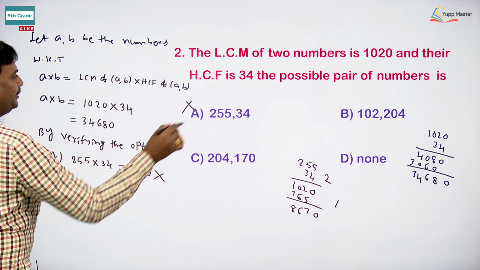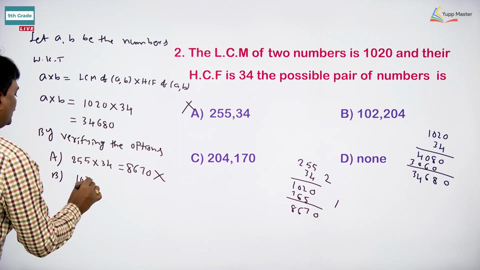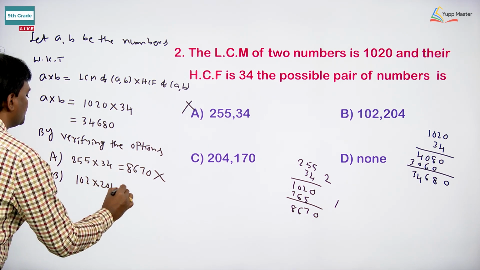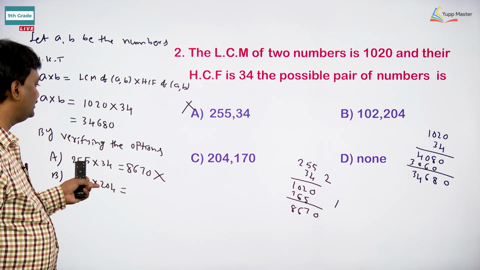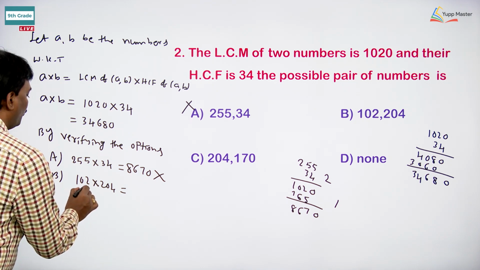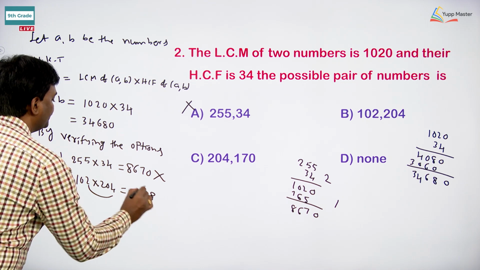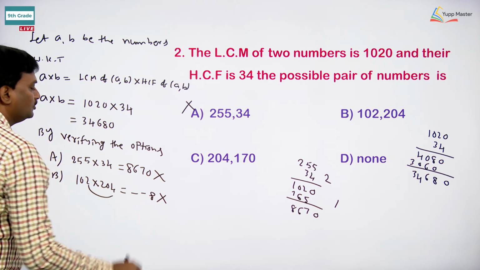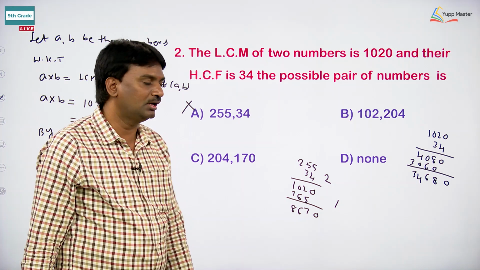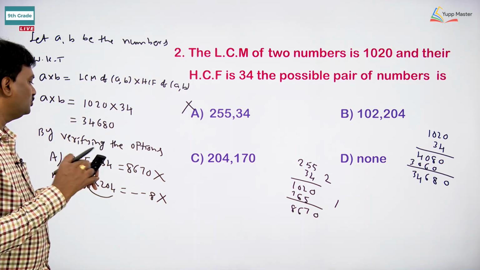If you take option B, 102 comma 204, by multiplying these two numbers, if you get 34,680, then this is the answer. But here 4 into 2 is 8, but the last digit is 0. So that's why this is also not correct.